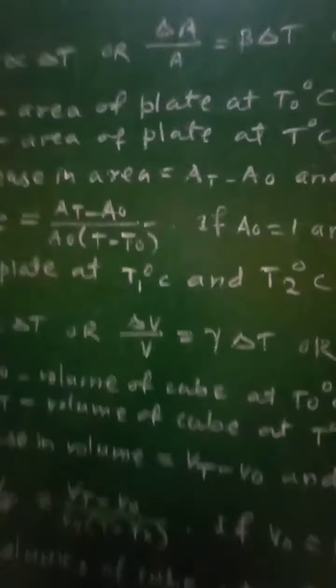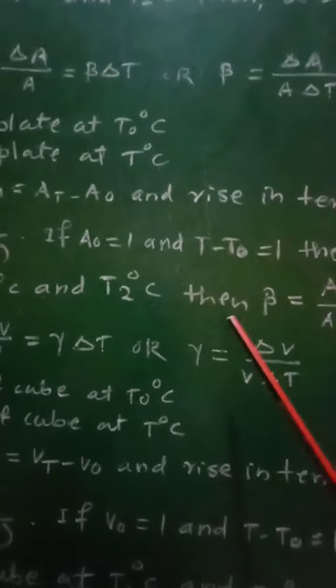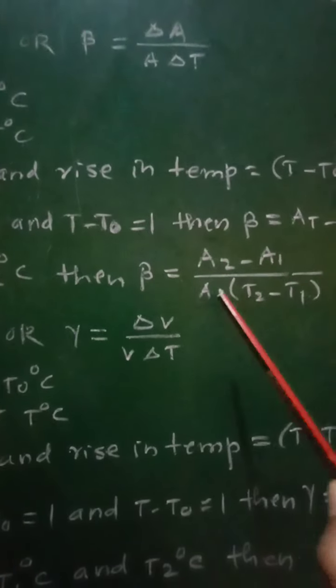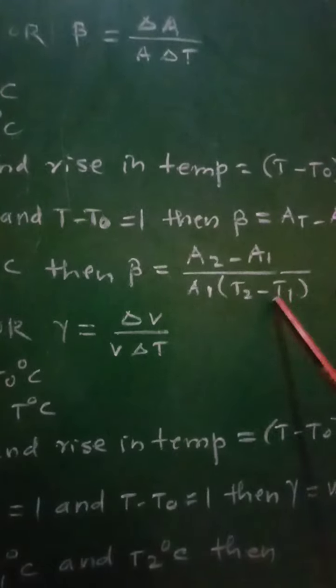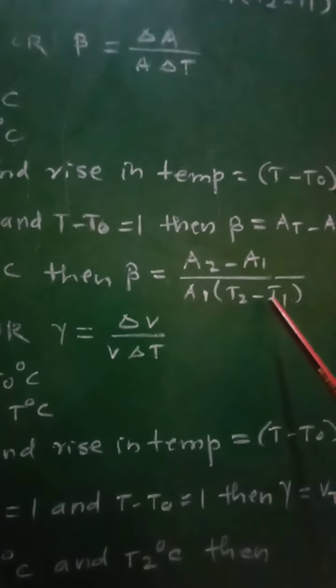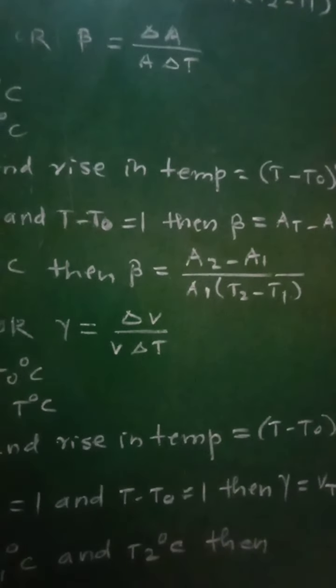Then in this case, beta will be given as beta is equal to A2 minus A1 upon A1 into T2 minus T1. So this will be regarding areal expansion.